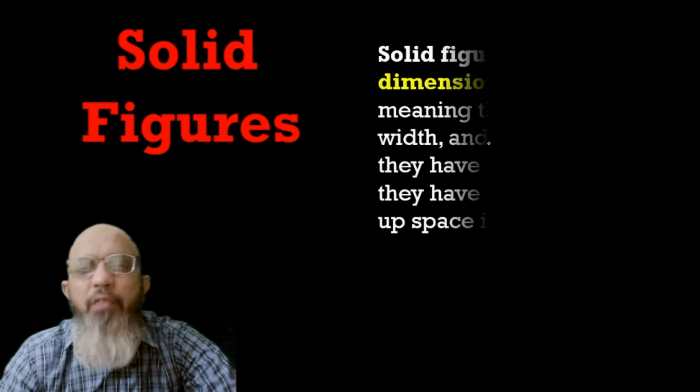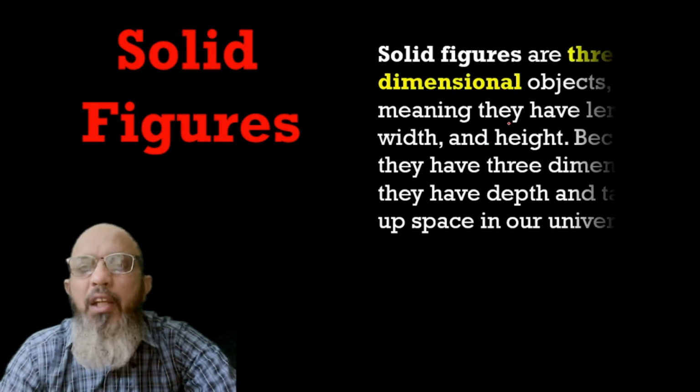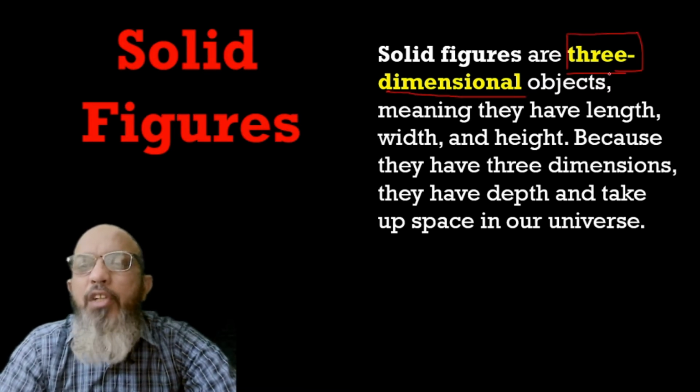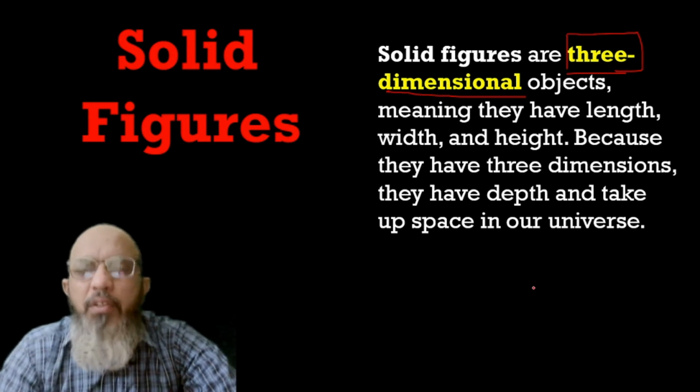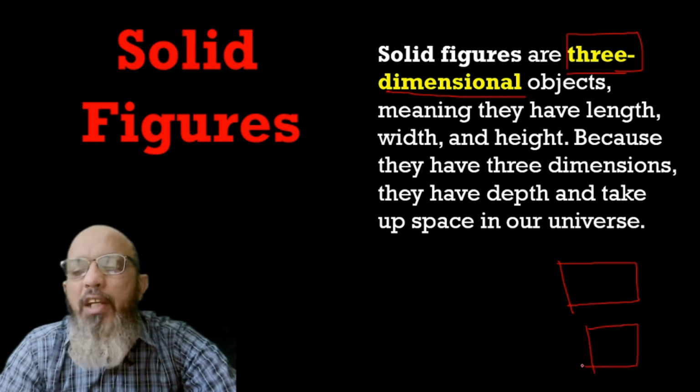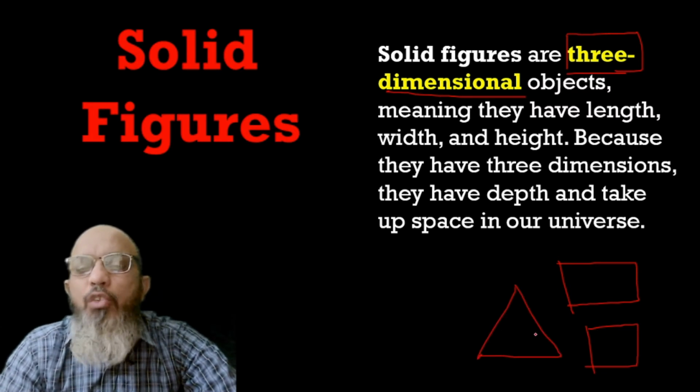So let's start today's topic, that is solid figures. What are solid figures? Solid figures are basically three-dimensional objects. Keep this fact in your mind: three-dimensional figures. First of all, what is the difference between 2D and 3D shapes? If I draw a rectangle, that is a 2D shape. If all sides are equal, that is a square, and that is a triangle. These are all 2D shapes.